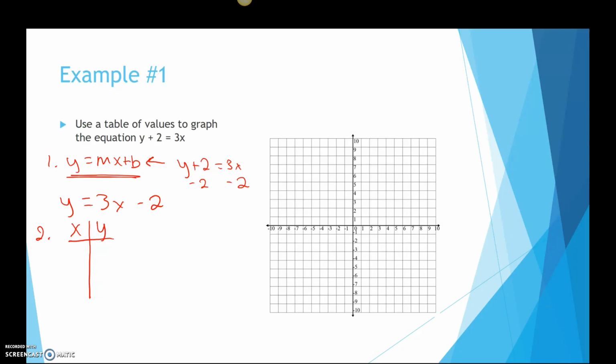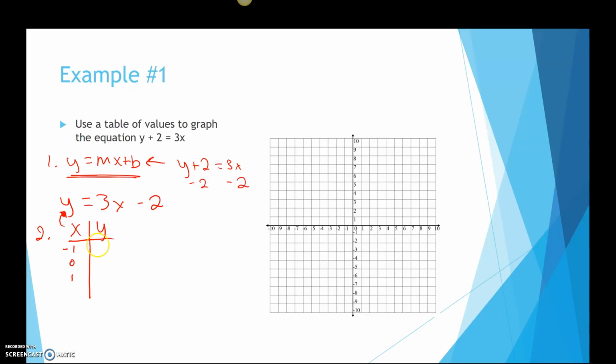The lower the numbers are, the easier it's going to be to work with. I like to choose a lot of times -1, 0, and 1. If you want to choose more points to help you visually see it, feel free to do that. I just chose any random x values.